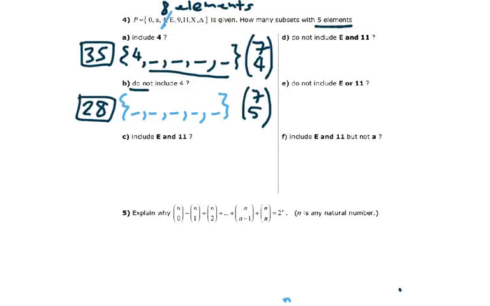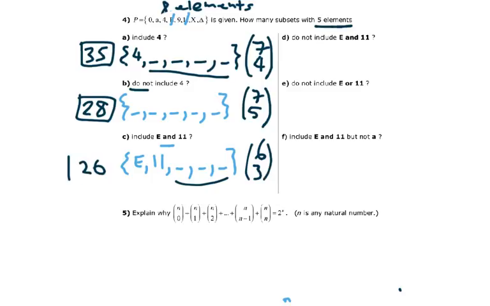Okay, so in part C, we want to include E and 11. So when we draw our set, E and 11 must be included, and we have 3 remaining spots that we can choose from the elements that are left. So which elements are left? If we take out E and 11, then you can see that we've got 6 elements that we can select from, and we need to choose 3. So that's the calculation. If you work it out, we'll get 20.